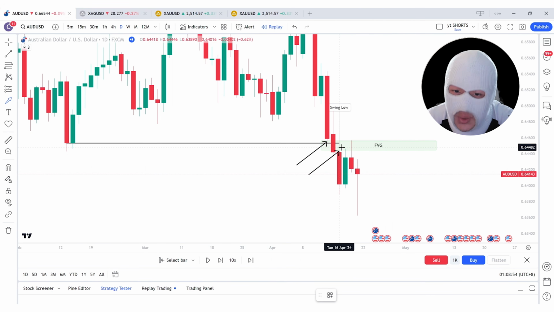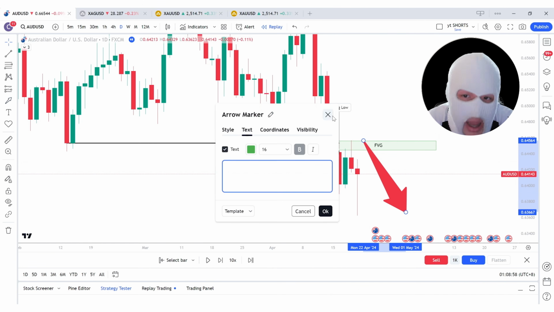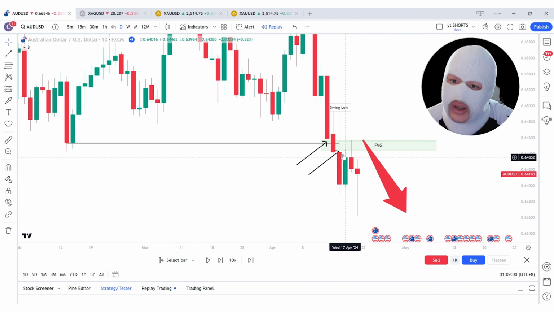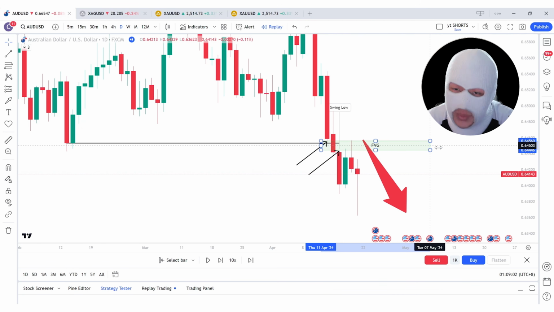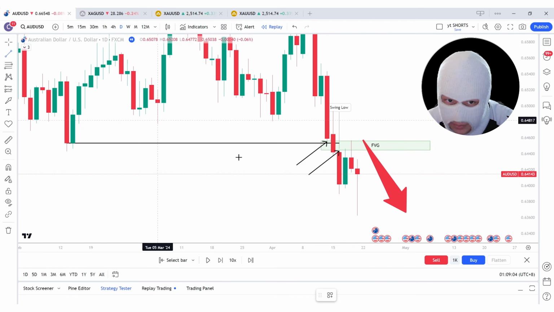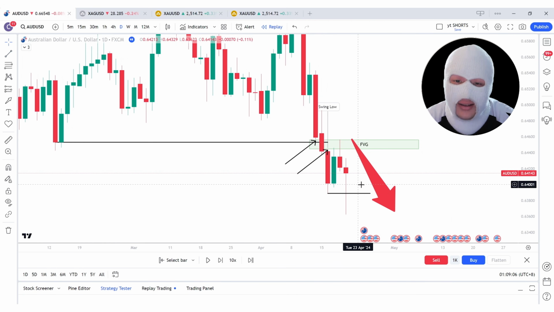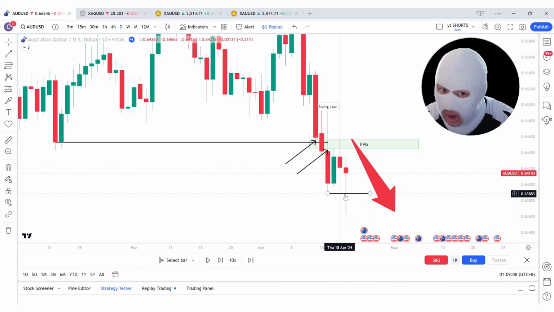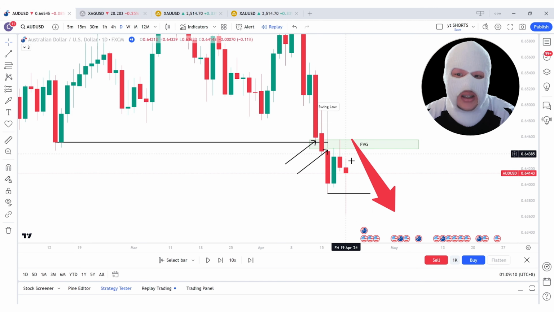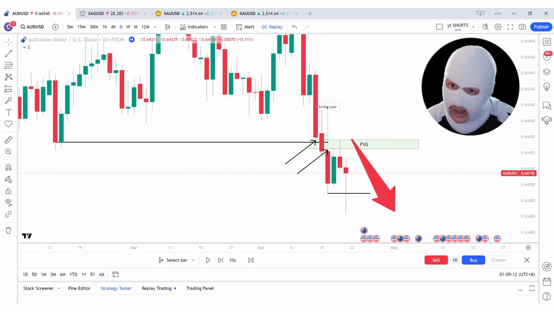From this, we can deduce that price will likely go down from this mitigation block, overlapping with a bearish fair value gap, all the way towards the swing low right over here. Very simple. IRL to ERL. Internal range liquidity to external range liquidity, which is our target.